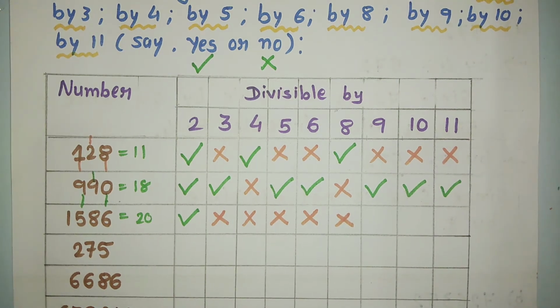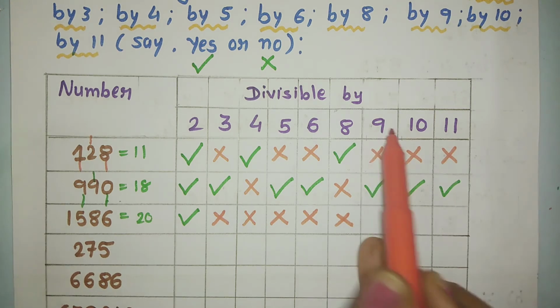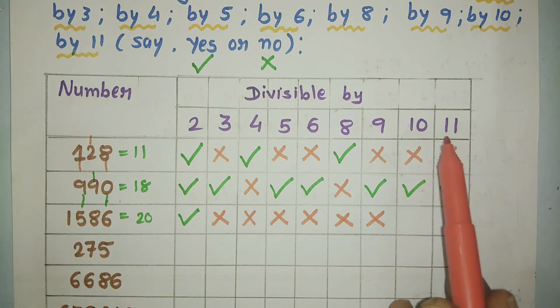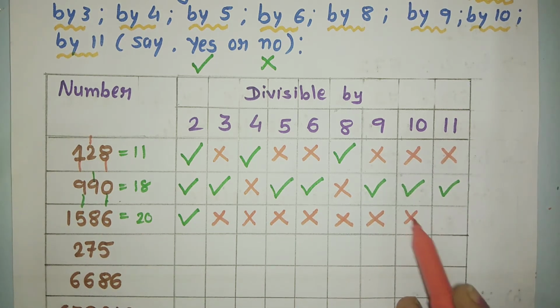The next number, addition is 20. 20 is not divisible by 9. So this whole number is not divisible by 9. What is for 10? Last digit should be 0. नहीं है कुछ भी. So it is not divisible by 10.